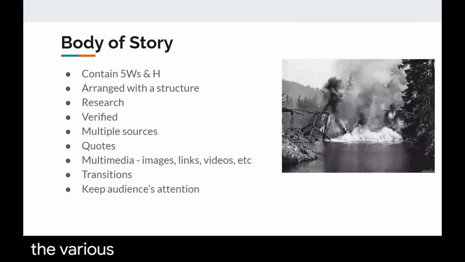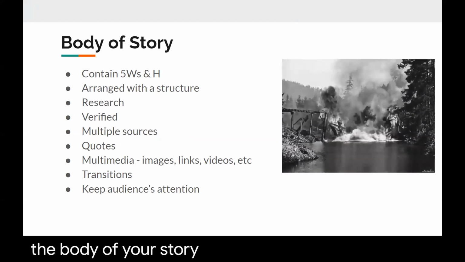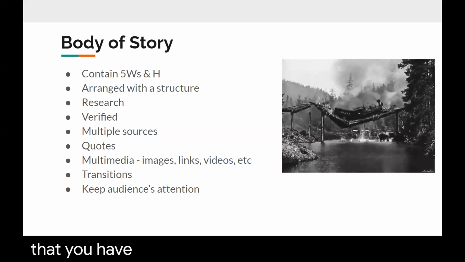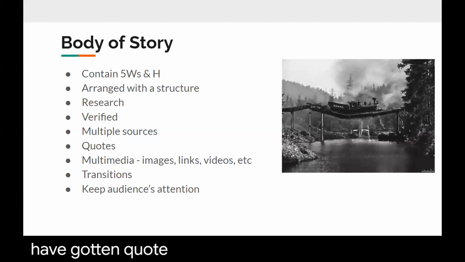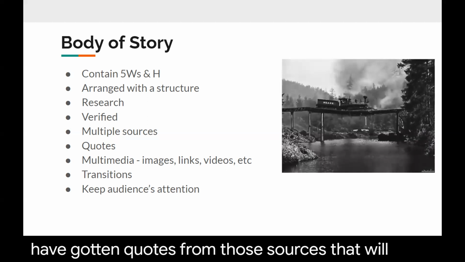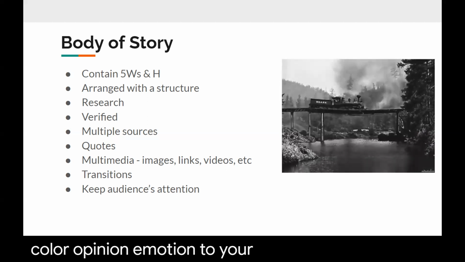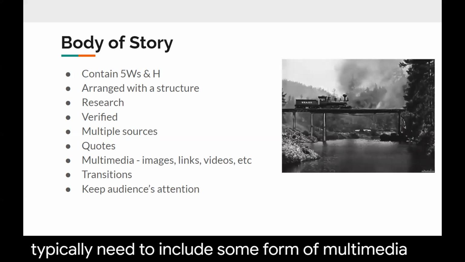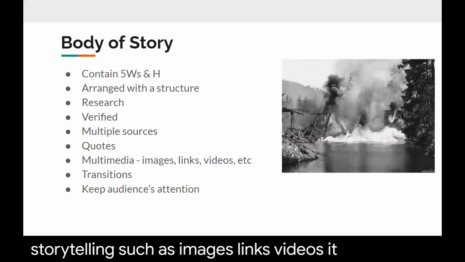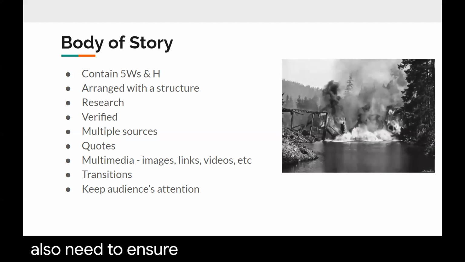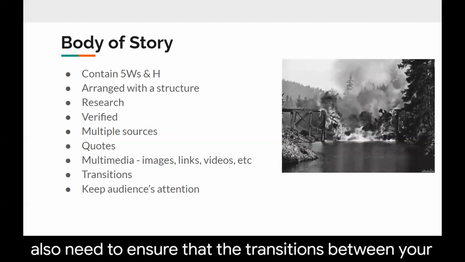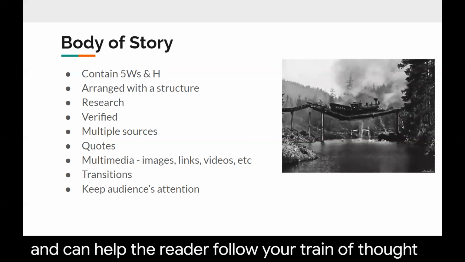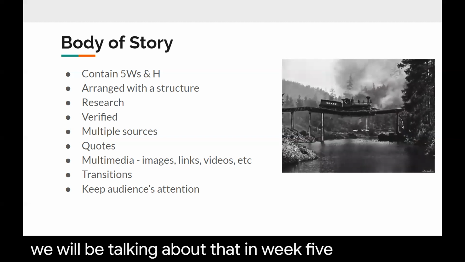So the various aspects that you need to include within the body of your story include your research. You need to ensure that all of your information is verified, that you have talked to multiple sources, that you have gotten quotes from those sources that will give color, opinion, emotion to your piece. And then you typically need to include some form of multimedia storytelling, such as images, links, videos, etc. You will also need to ensure that the transitions between your paragraphs within the body of your story are clear and can help the reader follow your train of thought. We will be talking about that in week 5's modules.